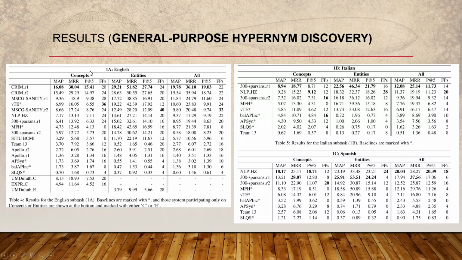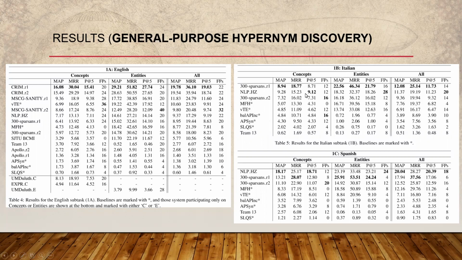Now the two columns are concept and entities. As I mentioned, the concept relation is a relationship like dog is an animal. And entities is the instance-of relationship, like the example I gave earlier, Rome is a city. And now averaging out those things, we can see that CRIM, that system, has outperformed the baseline for the supervised systems.